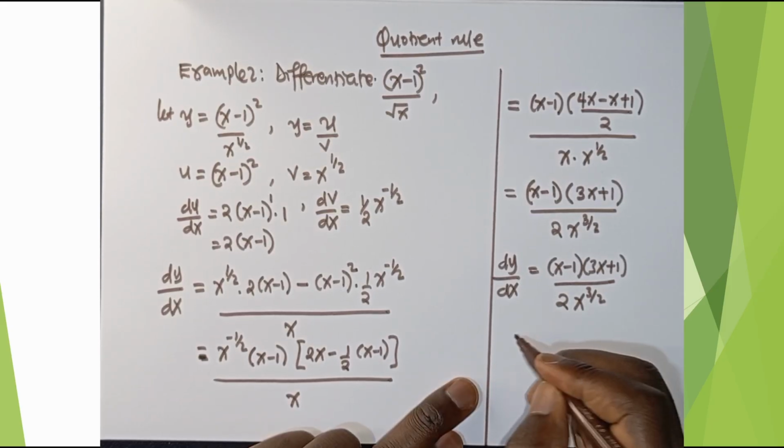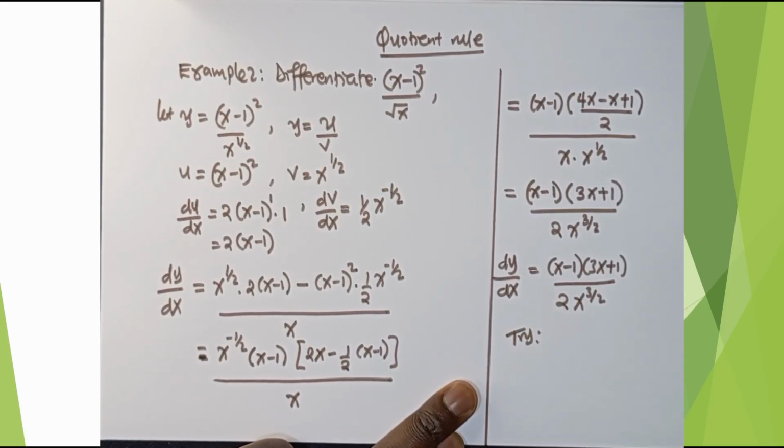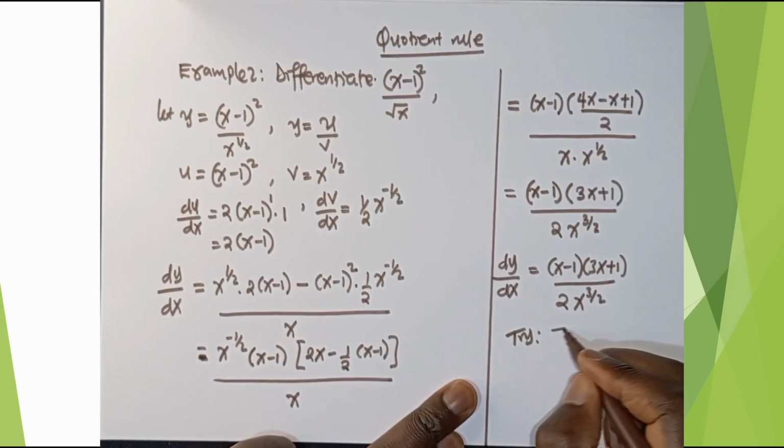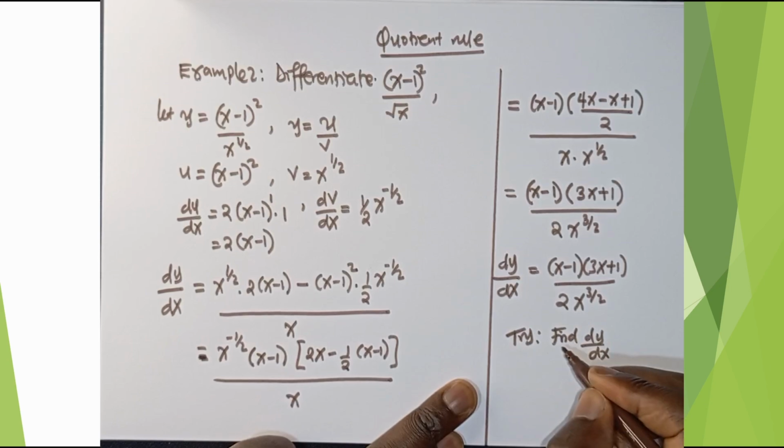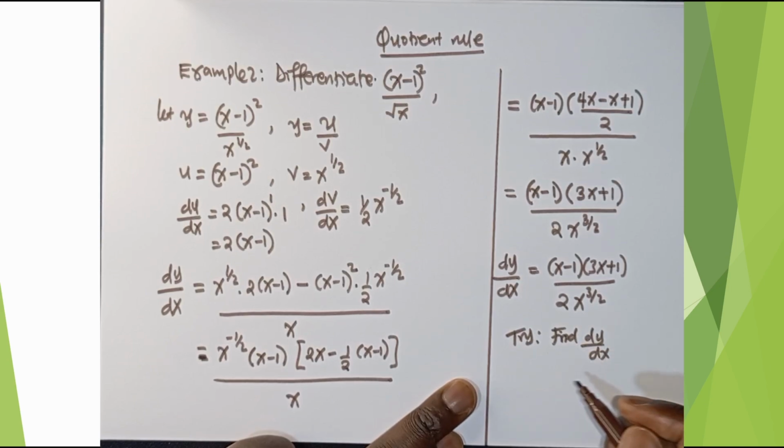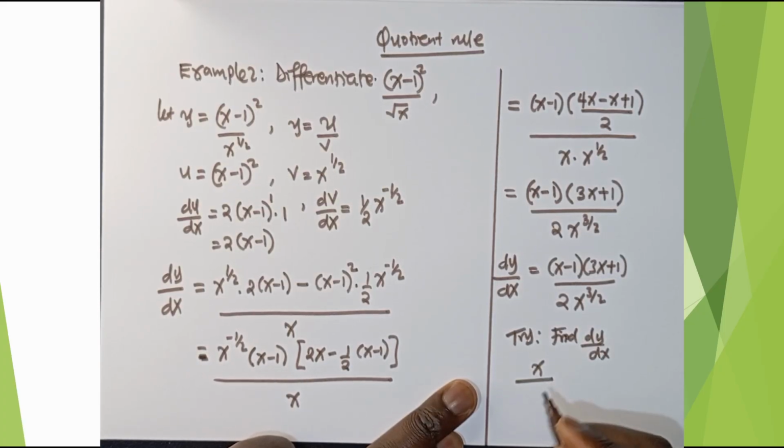Your trial question. I want you to find dy by dx. Find dy by dx of what now? The dy by dx you are going to find is x out of x plus 1.